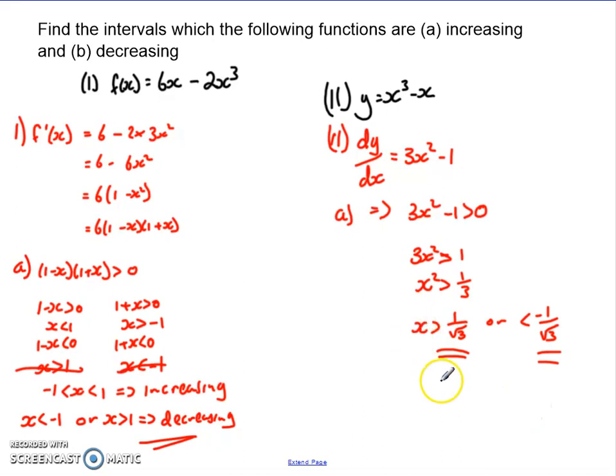If we want decreasing, we then know that 1 over root 3 has to be bigger than x, which has to be bigger than negative 1 over root 3. Has to fall into that category there somewhere for it to be a negative value.